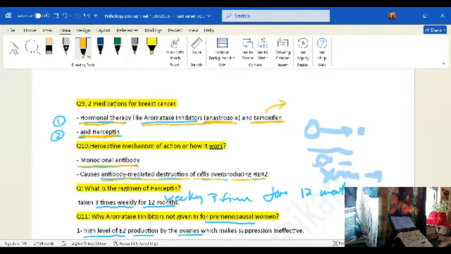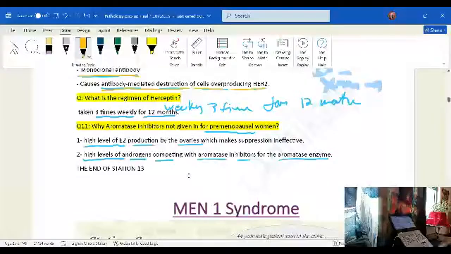Why is aromatase inhibitor not given? Aromatase inhibitors are for postmenopausal women. Why not given in premenopausal? Because of the high level of estrogen produced by the active ovaries, which makes suppression ineffective.